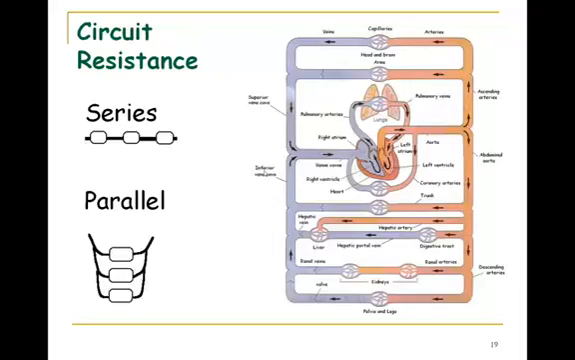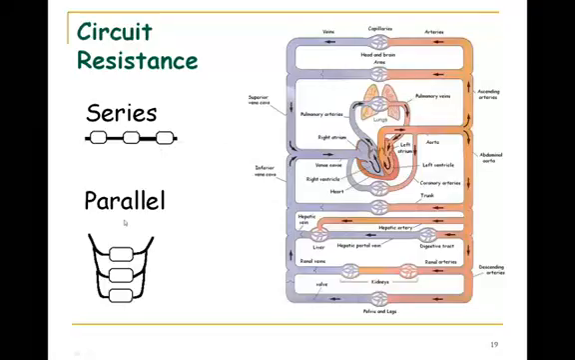the resistance of each component is additive. So we'll say this here is R1, this is R2, this is R3. So your total resistance is equal to all of these resistances added up. So if you have a circulation set up in series, you're going to have a higher resistance.